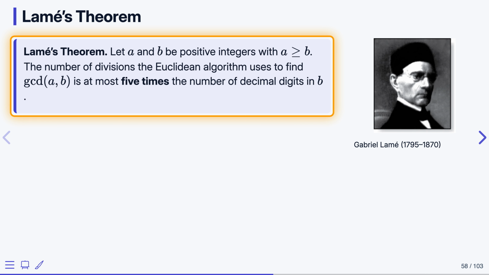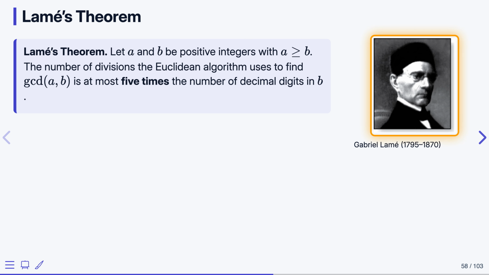This theorem is about the Euclidean algorithm, our method for the greatest common divisor. It says the number of divisions is at most 5 times the number of decimal digits in B. Gabriel Lamé proved it in the 19th century. Let's walk through the proof.